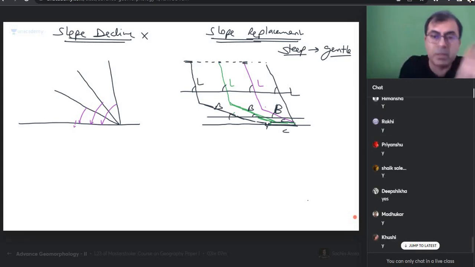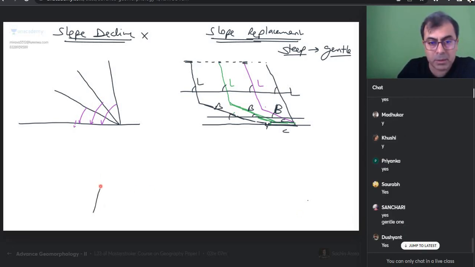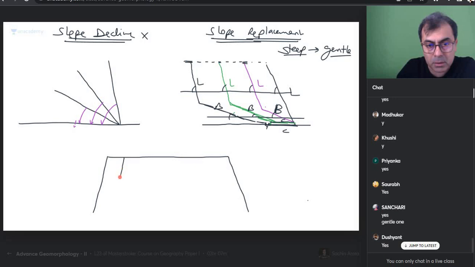Slope decline and slope replacement. Which slope? The gentle slope is becoming longer and the steep slope shorter. So how will this form? Everyone, if I may show you. If there is a landform like this, what will happen? It goes like this, like this, and on this side what will happen? Can you see I'm keeping the angle the same? I'm just reducing the length. True?